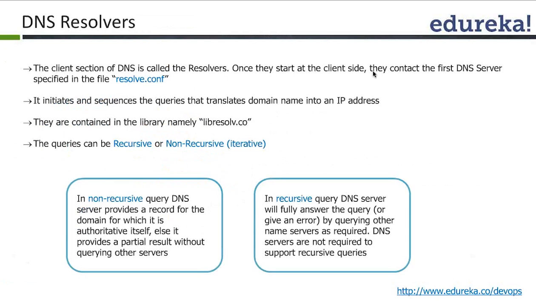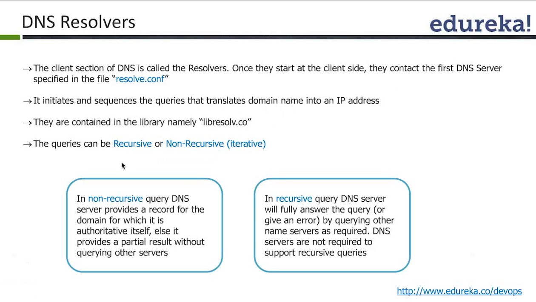Once they start at the client side, they contact the first DNS server specified in the /etc/resolv.conf, which I showed you, right? It initiates and sequences the queries that translate the domain name to an IP address. That's the whole process, and it contains this library called resolv.conf.